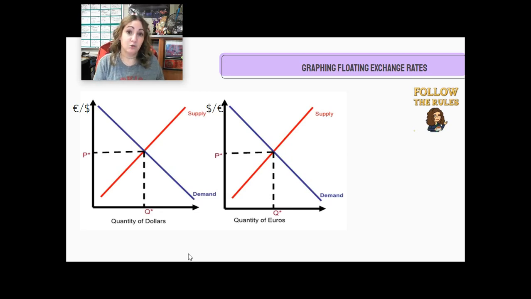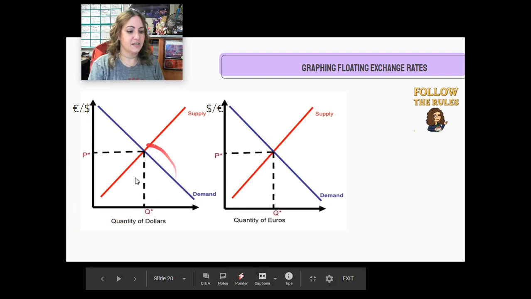So we're always going to have two graphs. We're going to have one country's currency, supply and demand of that, and then another country's currency. And so it always is in relationship to the other. So look at the graphs that we have down here. This is the supply and demand of the US dollar.